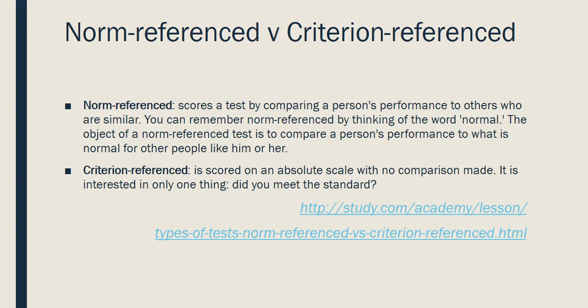With a criterion referenced, it's an absolute score. Either you make it or you don't make it. Either you produced the characteristics or the product that you're supposed to produce, or you don't.